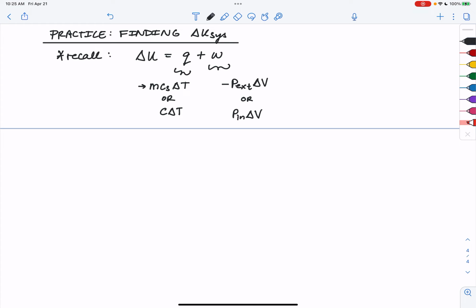So I am going to rewrite delta U so that it is still heat plus work, but it is now going to be heat as M times our specific heat, so MC delta T, plus work, so plus a negative is going to become a minus, minus P external delta V.